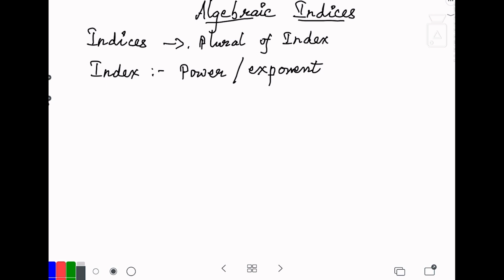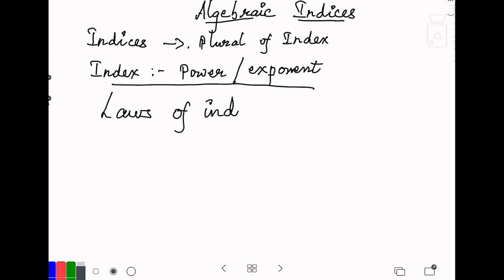So, now in this topic we are going to see how we are going to multiply two numbers or two variables with different powers but with the same base. This is what we are going to see in algebraic indices. But before getting inside it, we have some laws. Let us first of all see what are laws of indices.